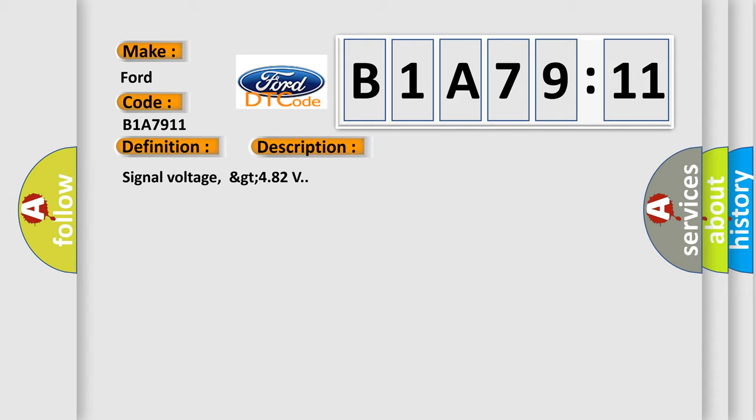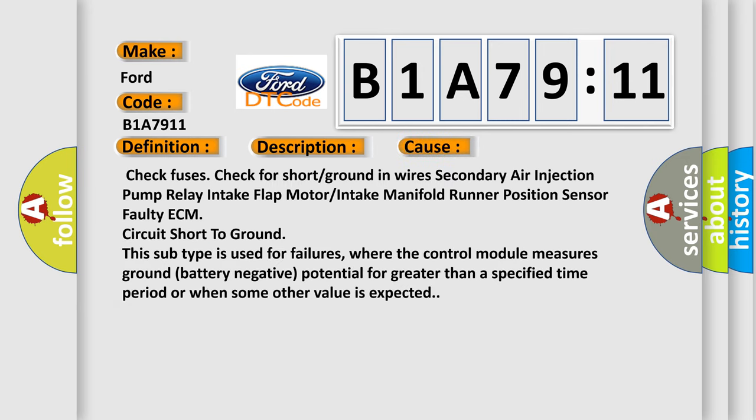Signal voltage greater than 4.82 volts. This diagnostic error occurs most often in these cases: check fuses, check for short or ground in wires, secondary air injection pump relay, intake flap motor or intake manifold runner position sensor faulty, ECM circuit short to ground. This subtype is used for failures where the control module measures ground, battery negative potential, for greater than a specified time period or when some other value is expected.